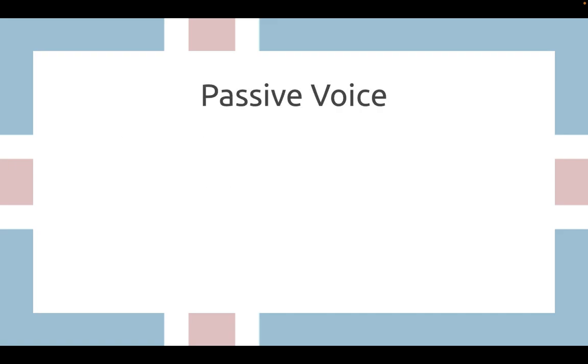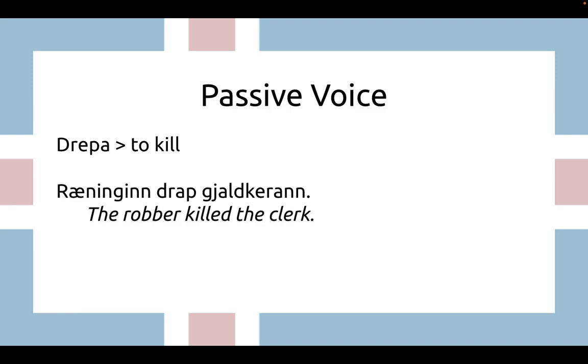So let's look at that first meaning that the middle voice can often convey. That first one is that it can often be very similar to passive voice. Passive voice is when the object of a verb becomes the subject. I'll show you an example to make that simpler. The verb drepa means to kill. So here is a sentence in what is called the active voice. This is just the regular usage of the verb where you have a subject and an object. Ræningin drap gjaldkeran means the robber killed the clerk. So we have a subject, ræningin, and we have the object, gjaldkeran.